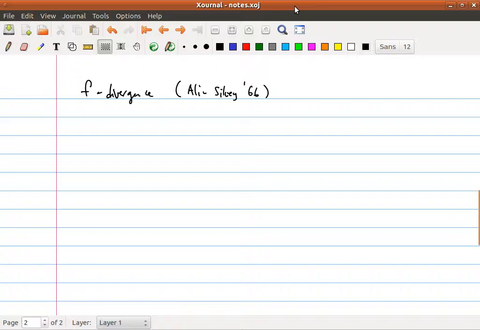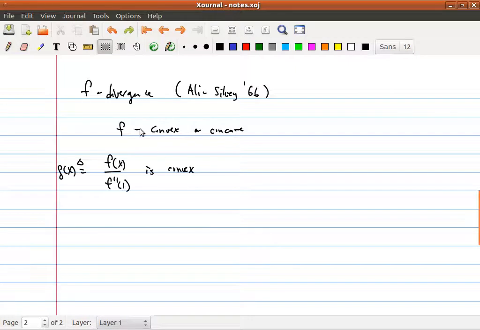Okay, I'd like to talk about f-divergence today. It's by Ali and Silvey in '66. It's called f-divergence basically because we usually generate this with a function f. That function can be either convex or concave.